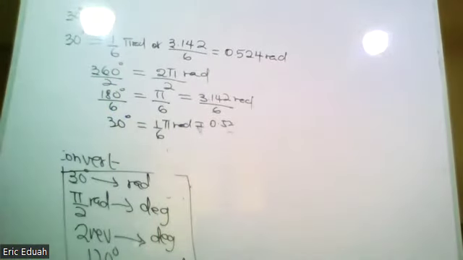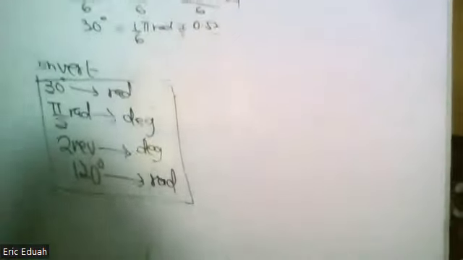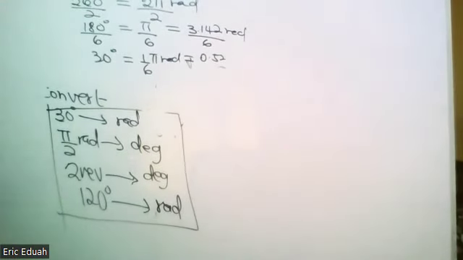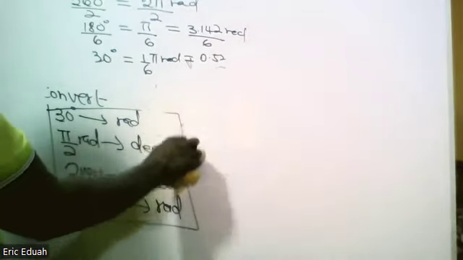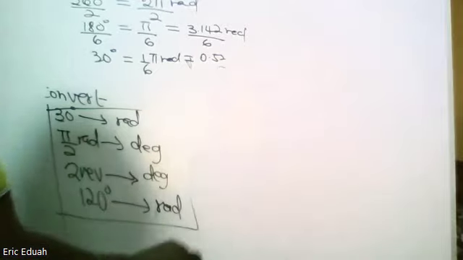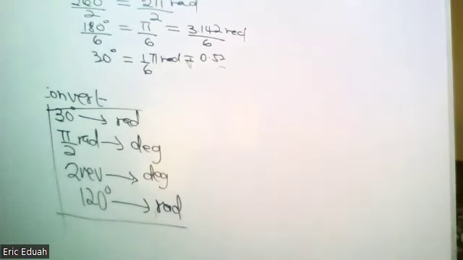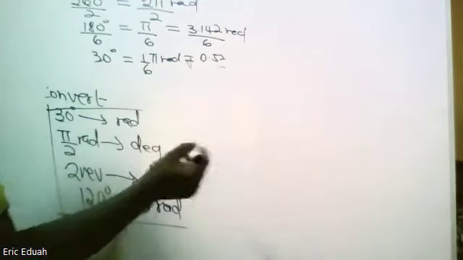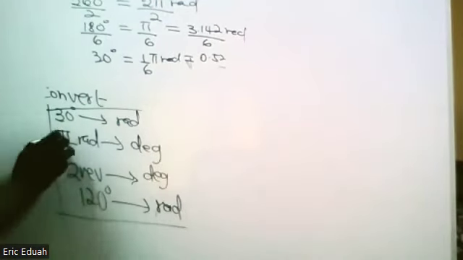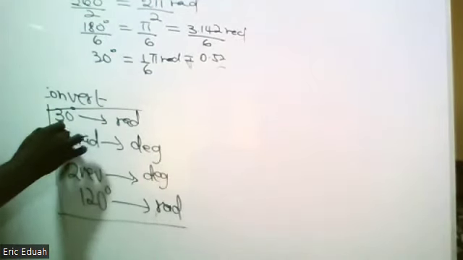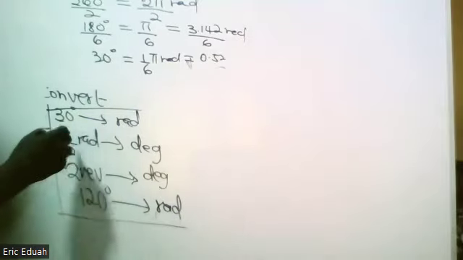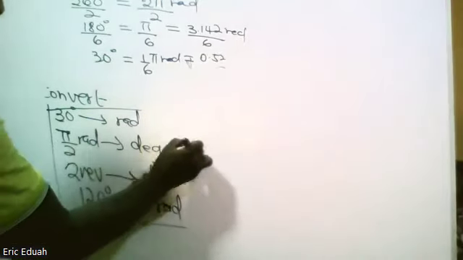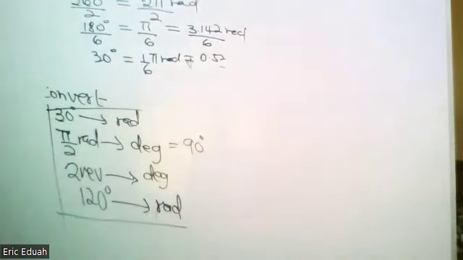Then, Len, what did you make for question 2? Convert pi on 2 radian to degree. What did you get for this? Please, I had 90 degrees. Okay, exactly. Because pi in degrees is 180. So this is 90 degrees.